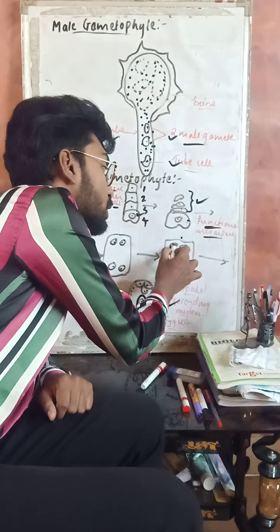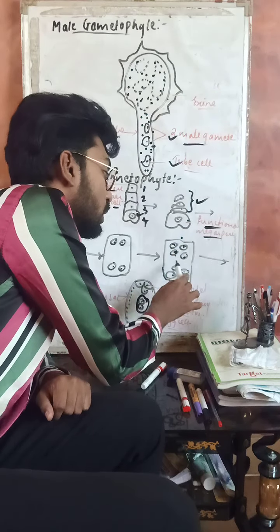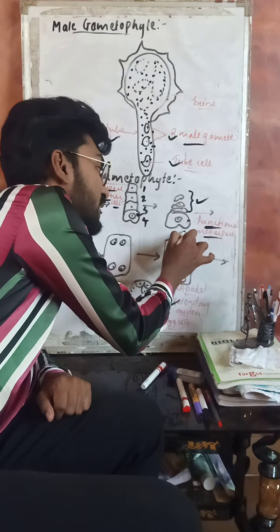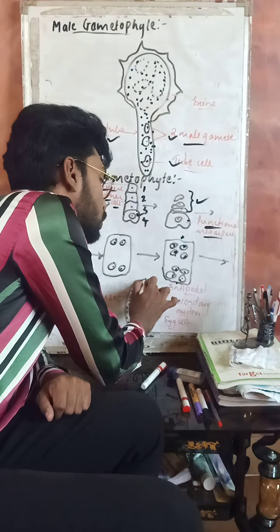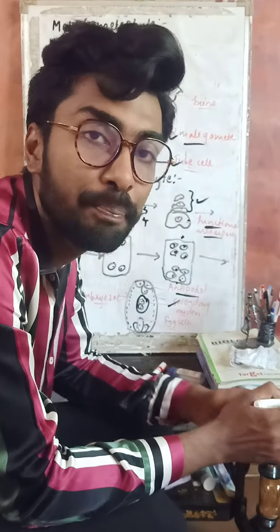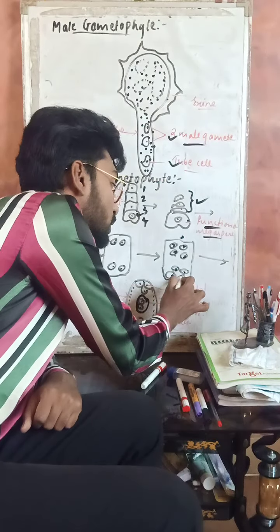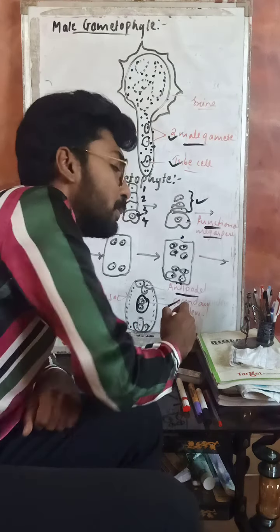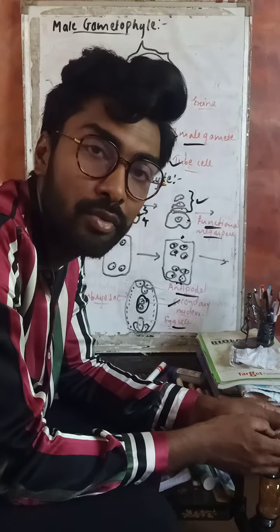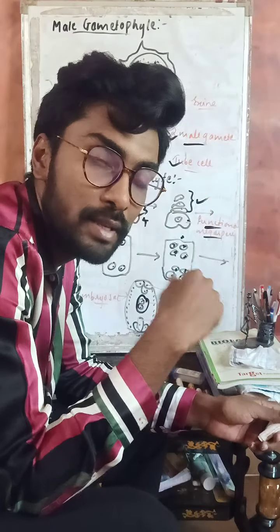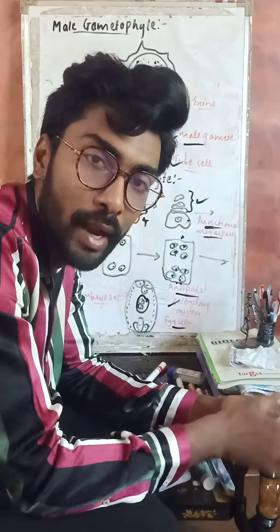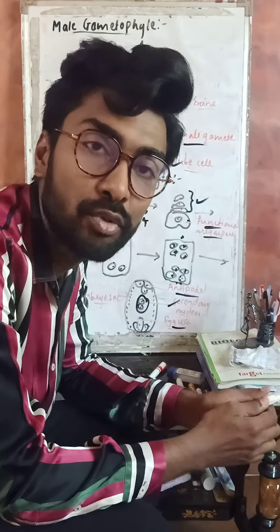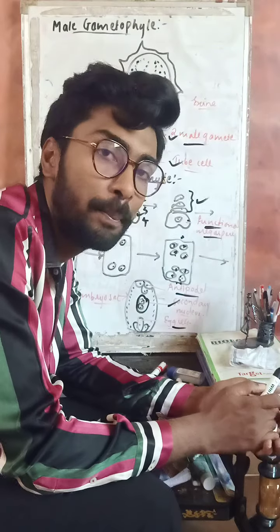Now, how many daughter nuclei are present at the upper pole? 3. How many daughter nuclei are present at the lower pole? 3. So the 3 daughter nuclei present at the chalazal end will lead to the formation of antipodal cells, and the 3 daughter nuclei present at the lower micropylar end will lead to the formation of the egg apparatus.